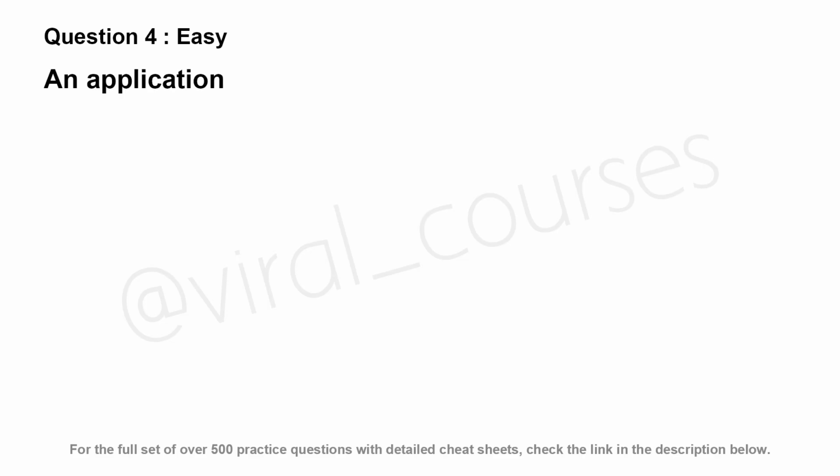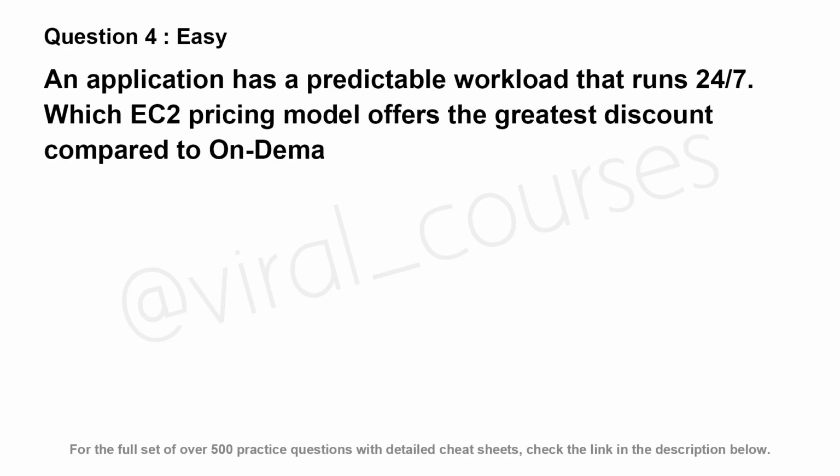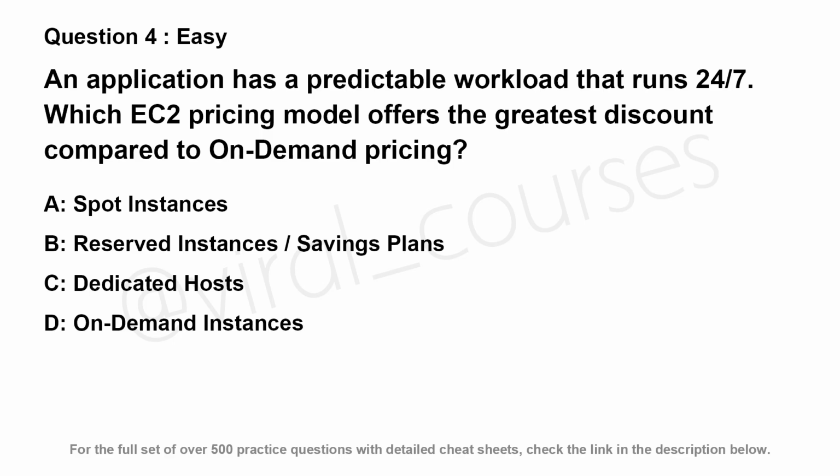An application has a predictable workload that runs 24/7. Which EC2 pricing model offers the greatest discount compared to on-demand pricing? Option A. Spot instances. Option B. Reserved instances, savings plans. Option C. Dedicated hosts. Option D. On-demand instances.